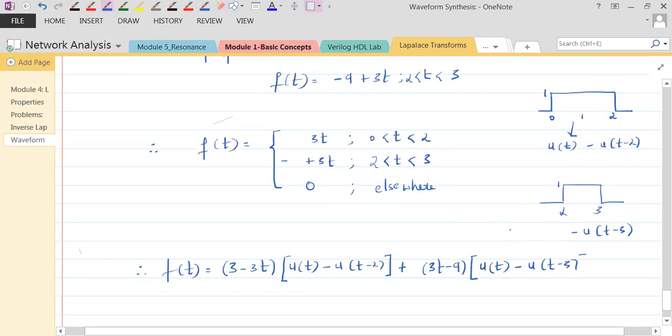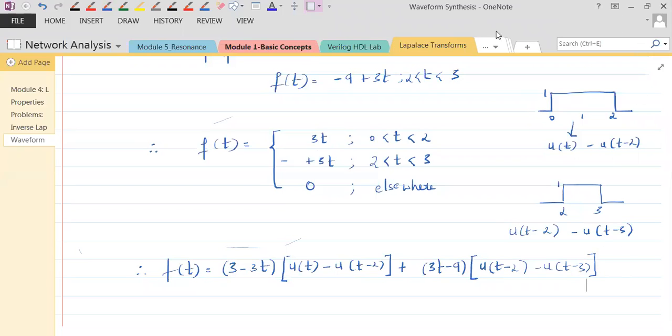Which is this waveform? This is u(t-2) minus u(t-3). So this would give you a waveform which is 1 from 2 to 3. So I need to change the things here. It is u(t-2) minus u(t-3). So this is how the f(t) looks, and we need to apply the Laplace transform to this.